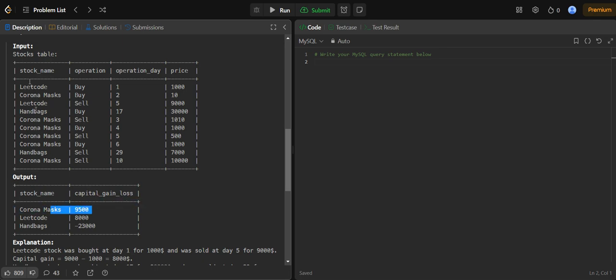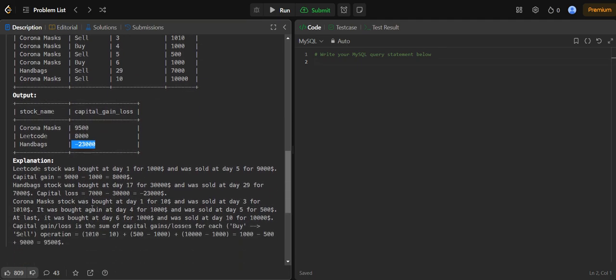Again, handbags, she bought at 30,000. Handbags sold at 7,000. So the loss is 23,000. So this is the loss. Minus means loss. Okay. So here is the explanation.